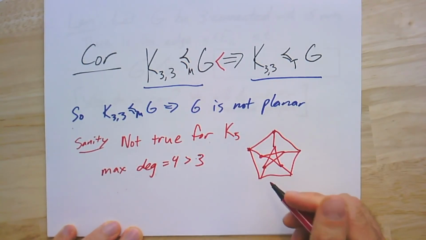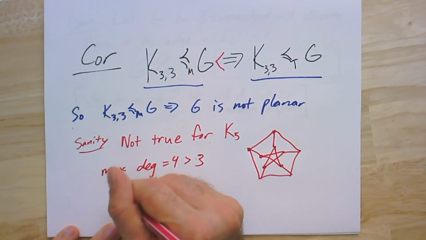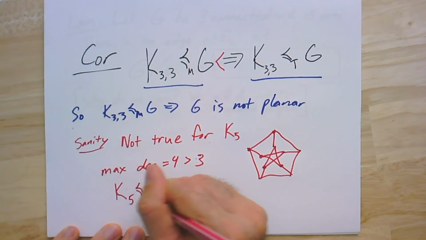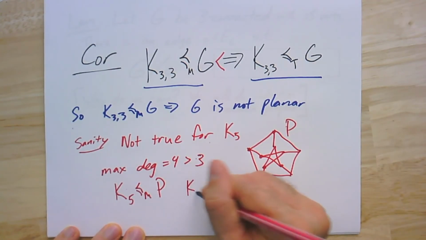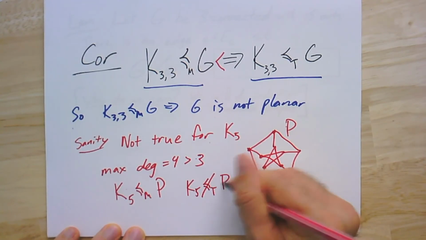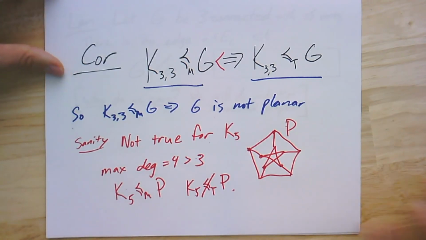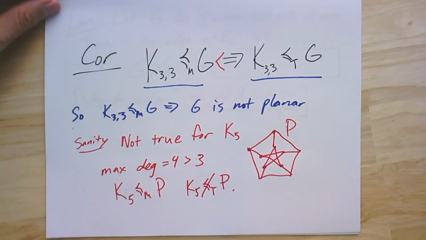So I can't hope to get this same kind of result for other kinds of minors because we know that this has a K5 minor, but it does not have a K5 topological minor. Right, in that case, we had to content ourselves with just a K33 topological minor.